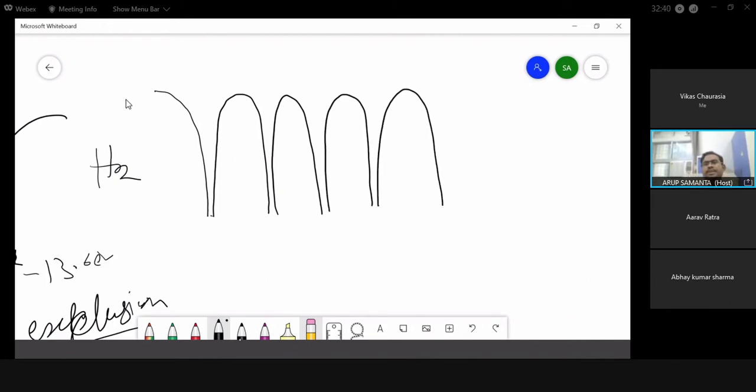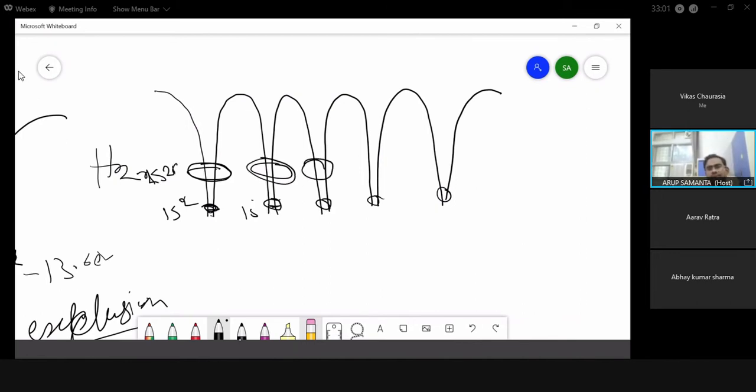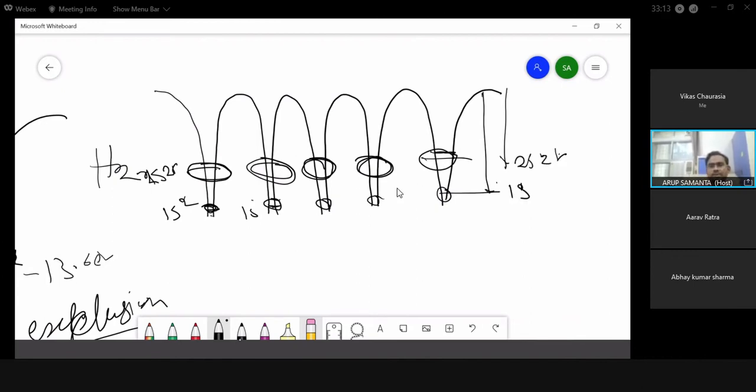Something I am drawing, a tentative idea. Maybe this is 1s, the orbit of 1s, which has 2 electrons. Then you have the 2s and 2p here. Let's simply consider them energetically here, with energy measured from the vacuum level. This is the 1s level, and this is the 2s, 2p level. Now the upper level is the 3s, 3p level.